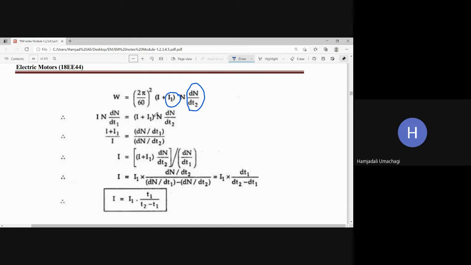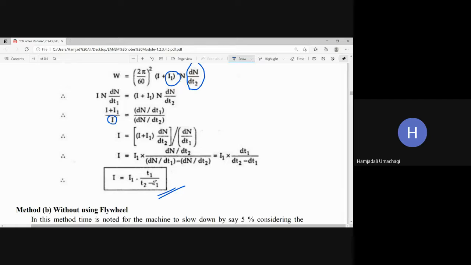Further, if you simplify this equation, you get (I plus I1) divided by I is equal to dN by dt1 divided by dN by dt2. Once again, if you simplify by taking the terms with respect to only moment of inertia I, the equation becomes I equals (I plus I1) into dN by dt2 whole divided by dN by dt1. Rearranging the terms, finally you get this equation. At the end, moment of inertia I, which is unknown, is given by I equal to I1 into T1 upon (T2 minus T1).